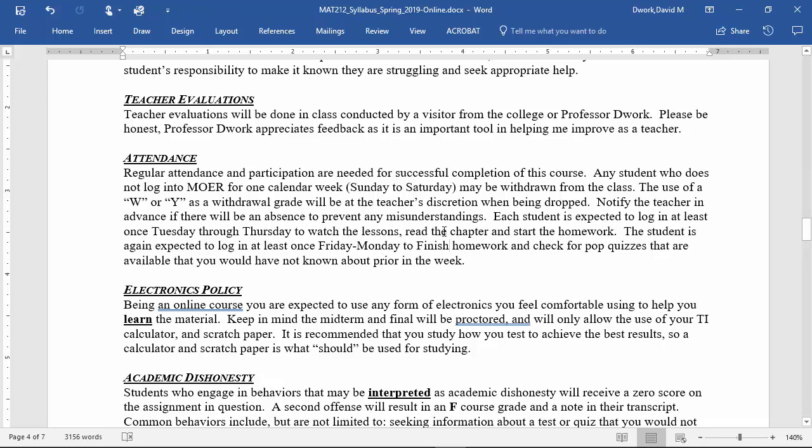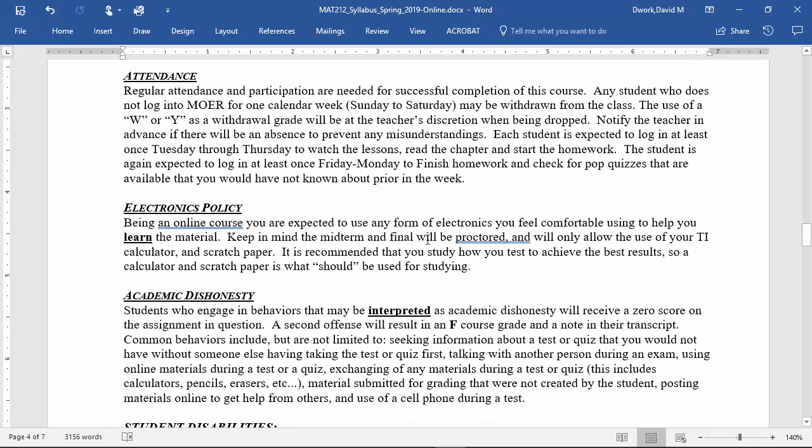And if you are not in attendance for 7 days, I have the right to withdraw you from the class. If it's after the 45th day, instead of a W, you'd be getting an F or a Y. A Y is a withdraw while failing. So make sure you are attending and keeping up with the class.